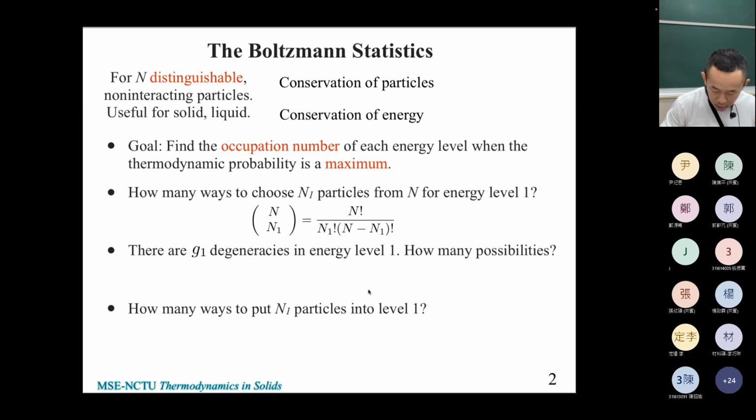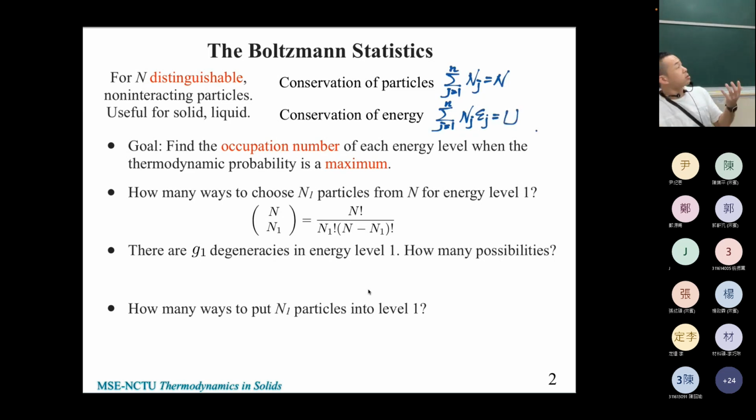Of course, we need to find the formulation for this statistic, so we need to find the constraints as well. The constraint is conservation of particles: the sum over j from 1 to n of N_j equals N. Conservation of energy: the sum over j of N_j epsilon_j equals U. I believe you know these two.